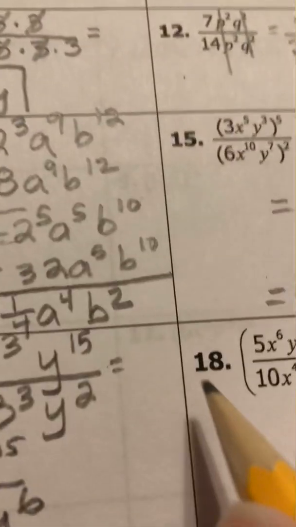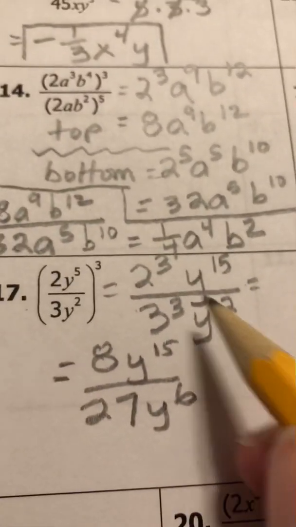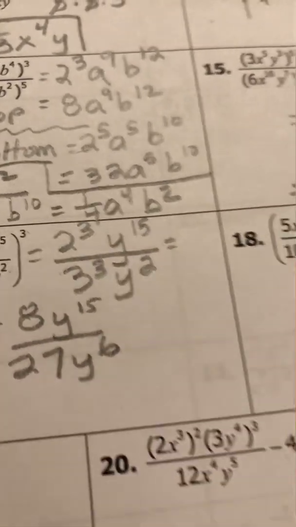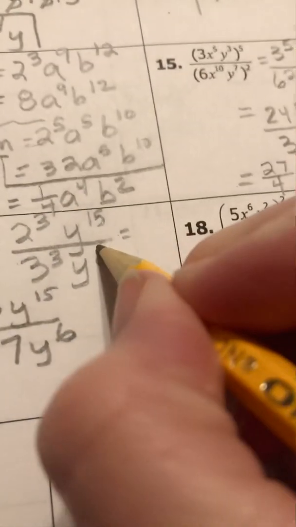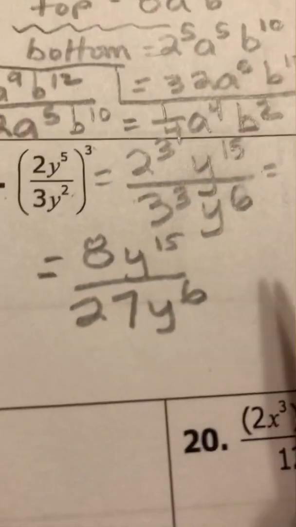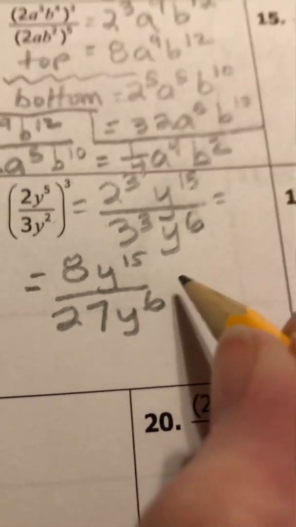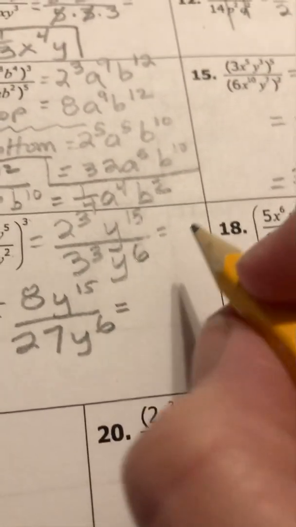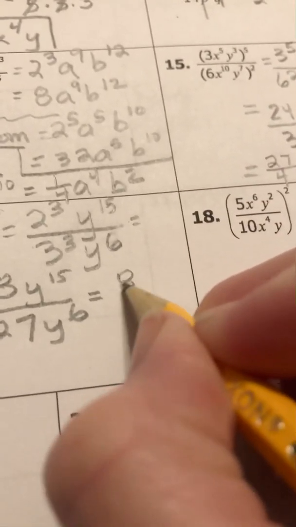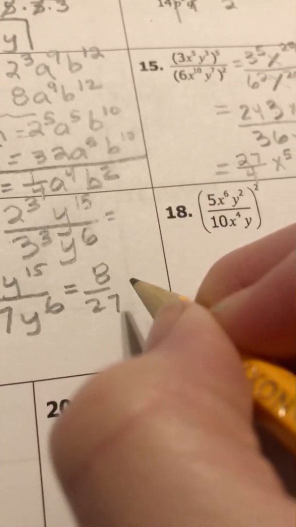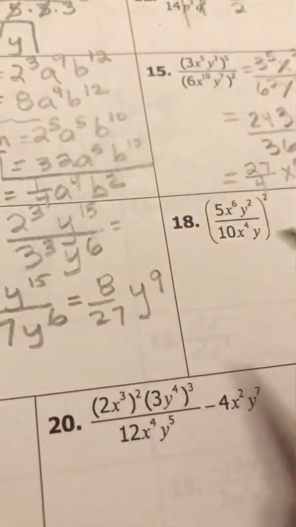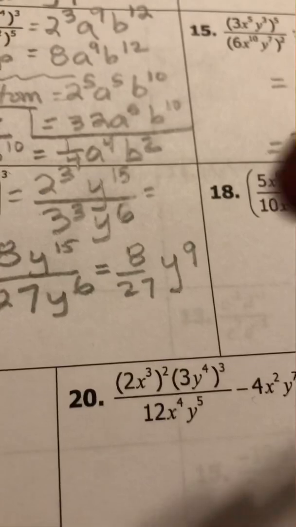And right here I did make an error. I forgot to, you could probably figure out what I did. I forgot to multiply 2 by 3. So if I correct myself, I'm going to end up with y to the 6th. Apologies for that. And then here, I'm going to end up with 8 over 27 y to the 9th, because 15 minus 6 is 9.